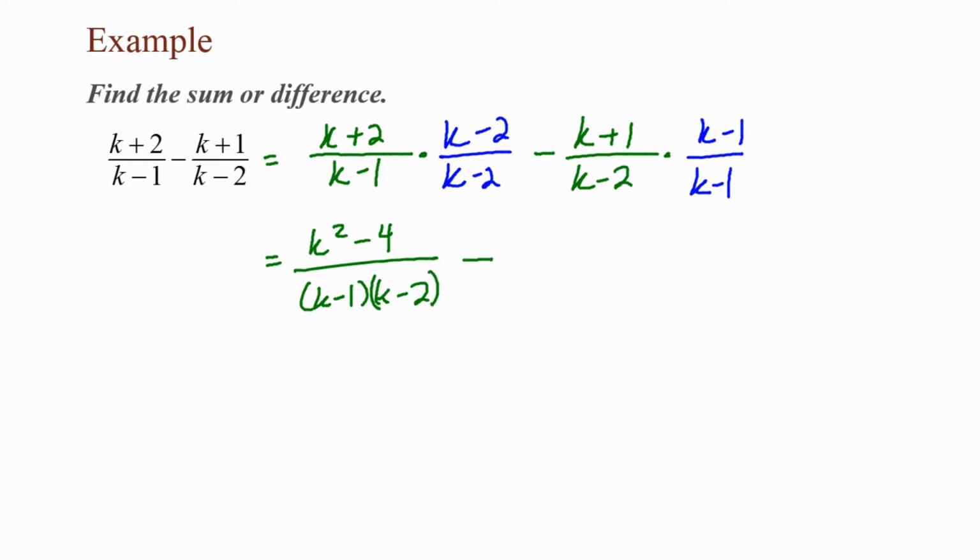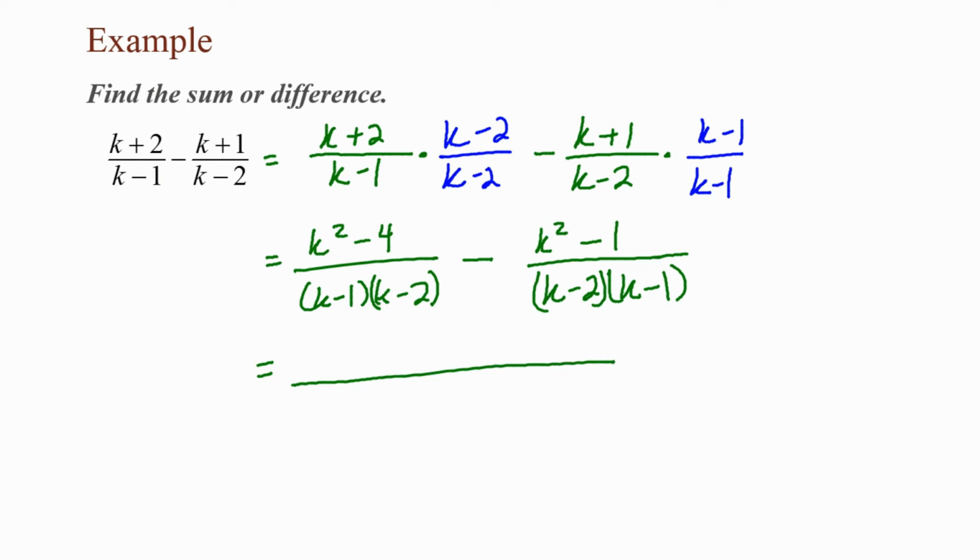minus, I'm going to use FOIL again, (k plus 1) times (k minus 1) is k squared minus 1, all over (k minus 2) times (k minus 1). Now I have to remember when I combine this over one denominator that the minus sign goes with everything in the second fraction. I have k squared minus 4, then I have a minus k squared, then I have minus a negative 1, which means I have plus 1 over (k minus 1) times (k minus 2).